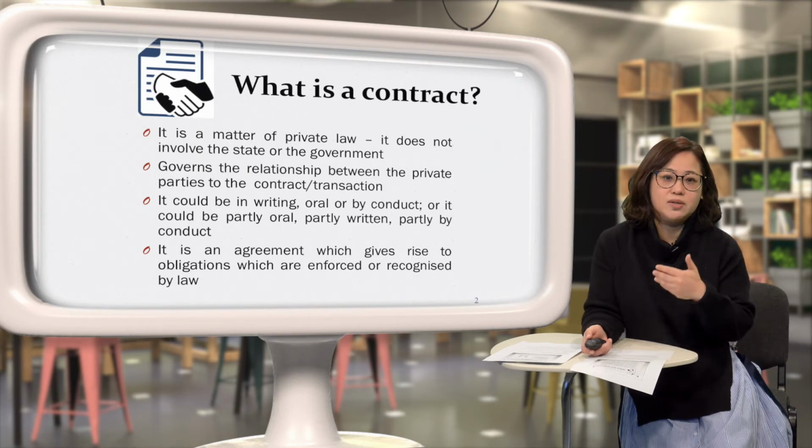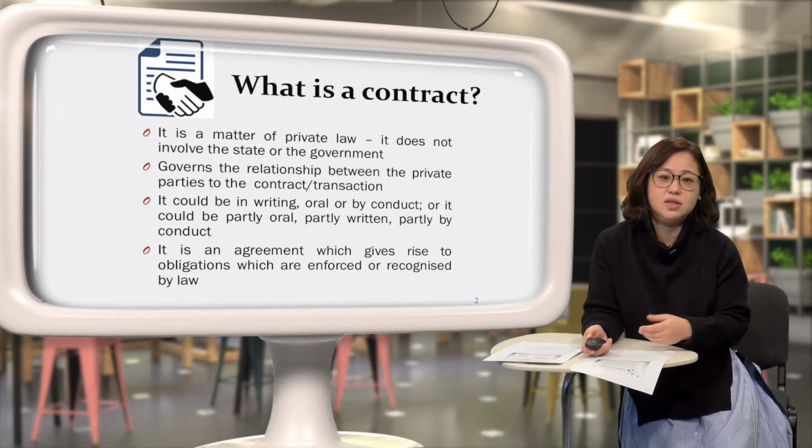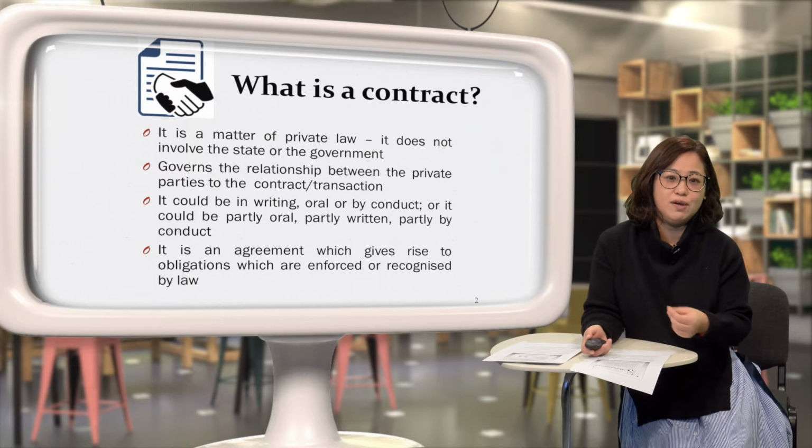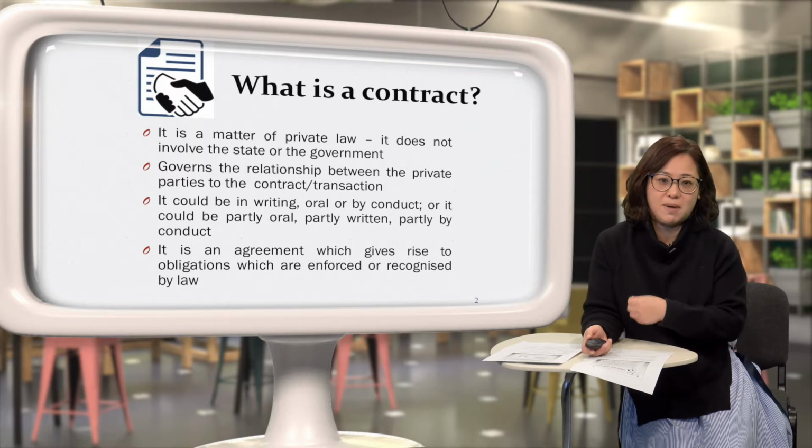What is also special about this arrangement is that it gives rise to obligations which you can enforce, and this obligation is recognized by law. So, for example, if your pen doesn't work, you can bring it back to the stationer and you can ask for a refund, or you can ask for it to be replaced. So this is what a contract is about.